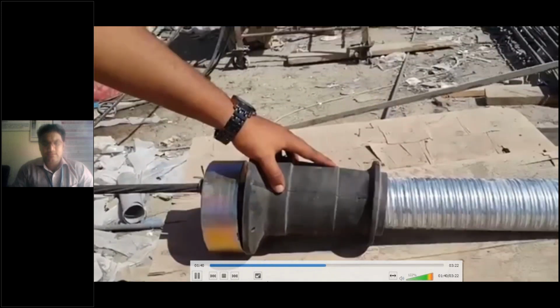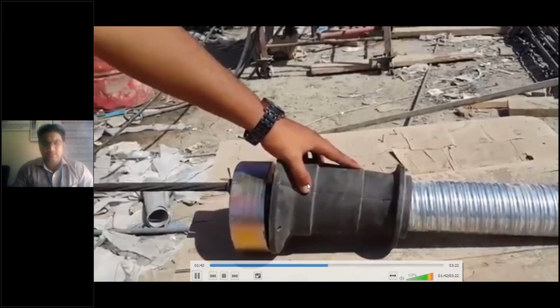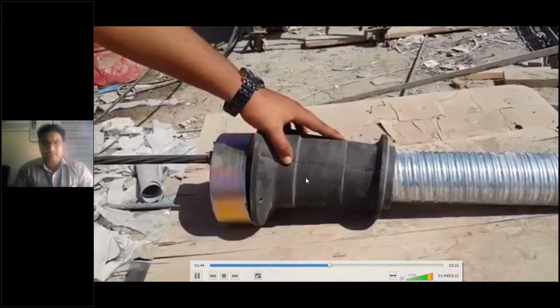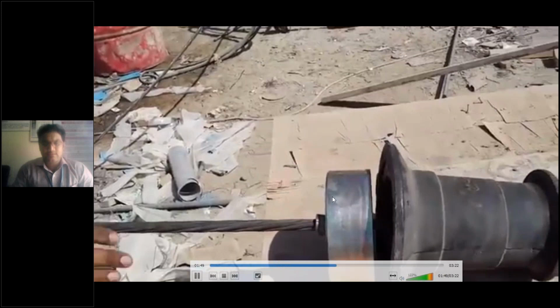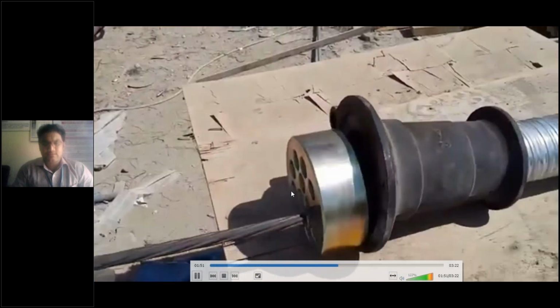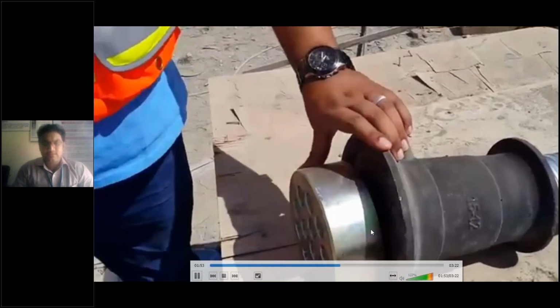So this is called anchorage cone. Anchorage cone anamata. Okay. And this metal is called bearing plate. This is bearing plate antaru. Okay. So these are called strands.